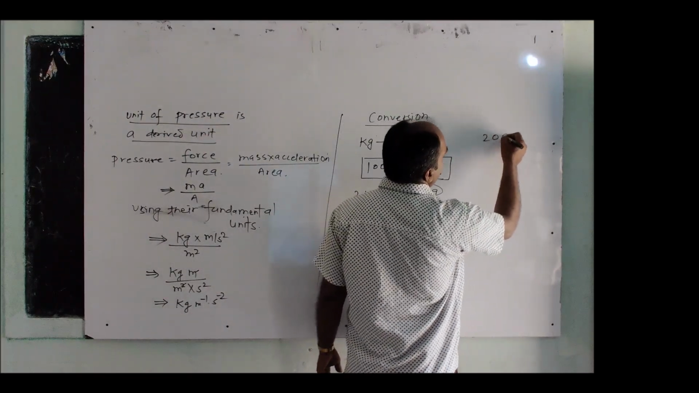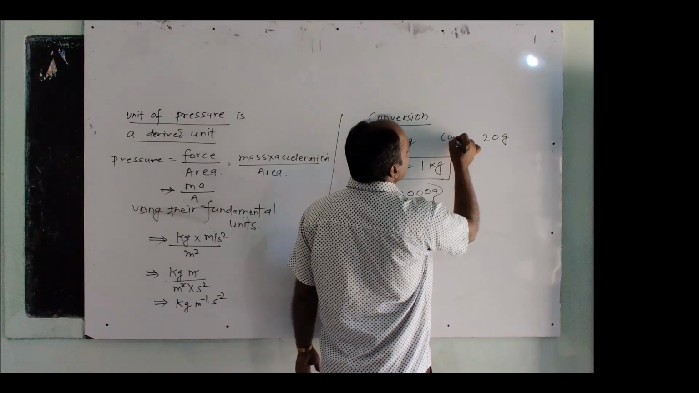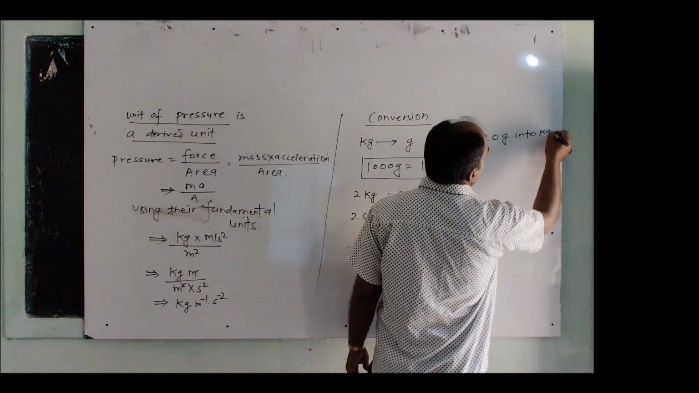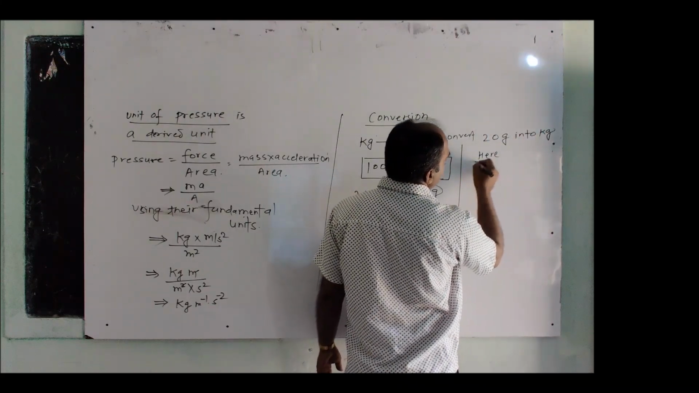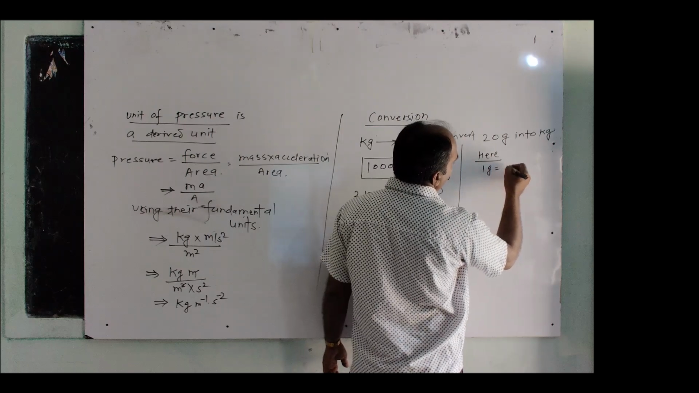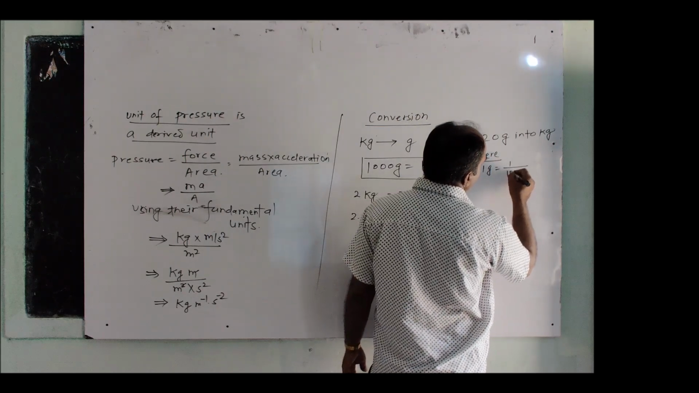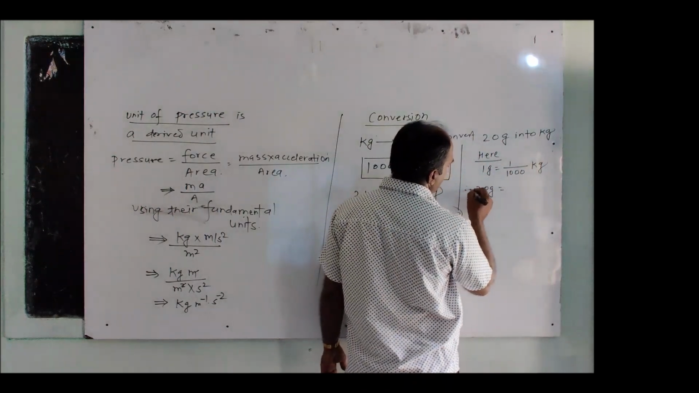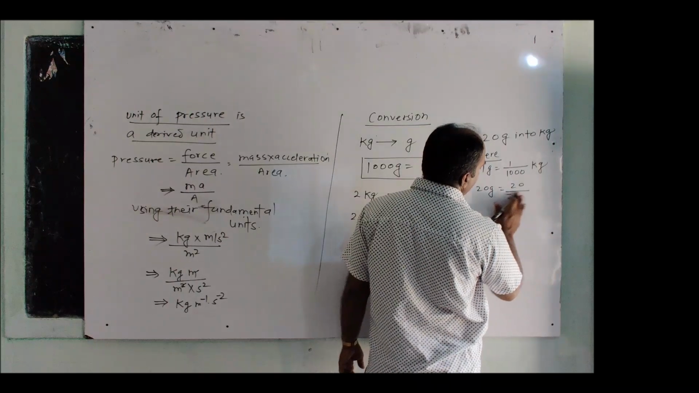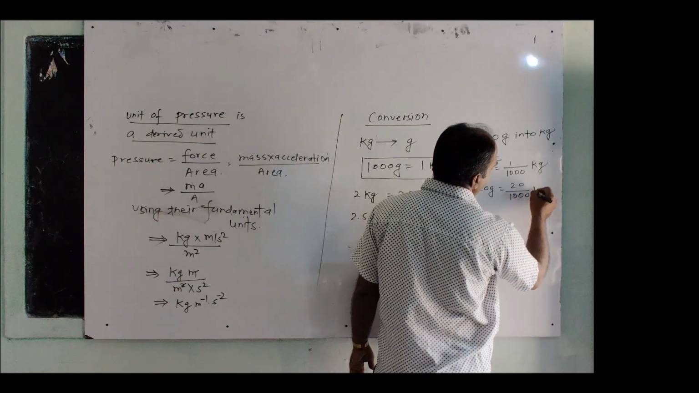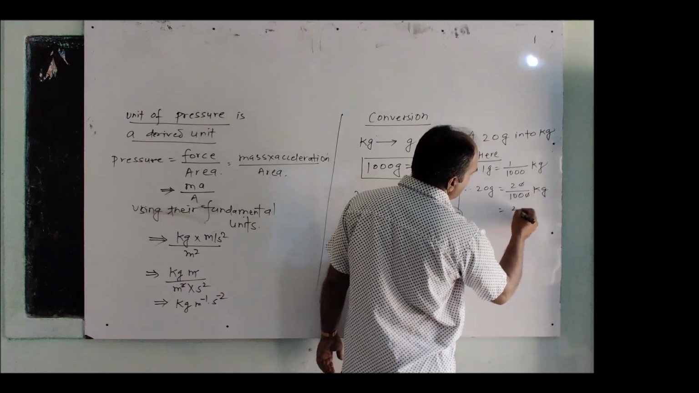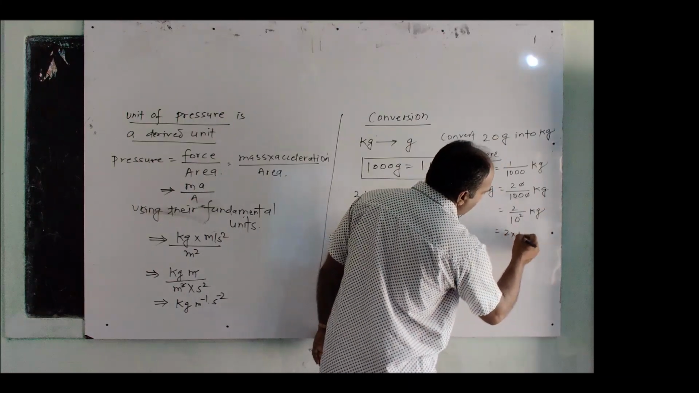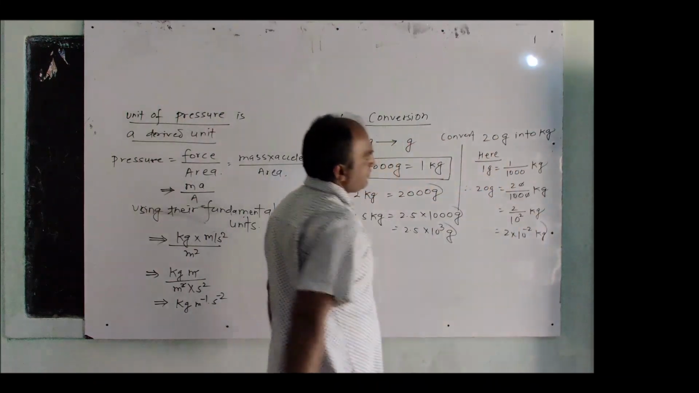Just like, suppose 20 gram, convert 20 gram into kilogram. Here we know that 1 gram equals 1 by 1000 kg. Therefore, 20 gram equals 20 by 1000 kilogram. The zeros cancel. 2 by 10 power 2 kg, which is equal to 2 into 10 power minus 2 kilogram.